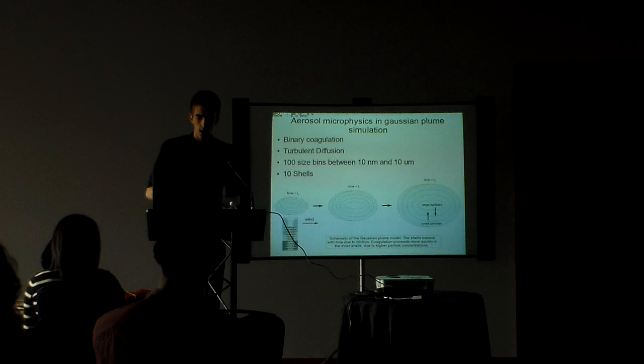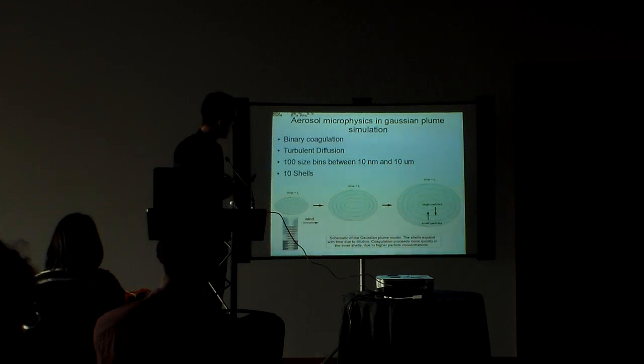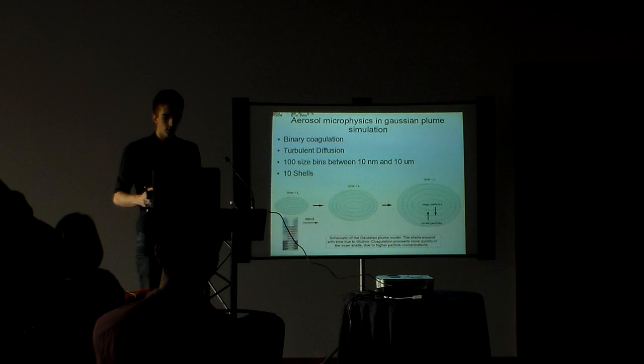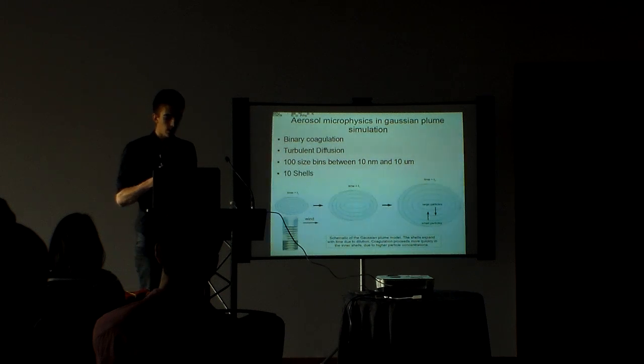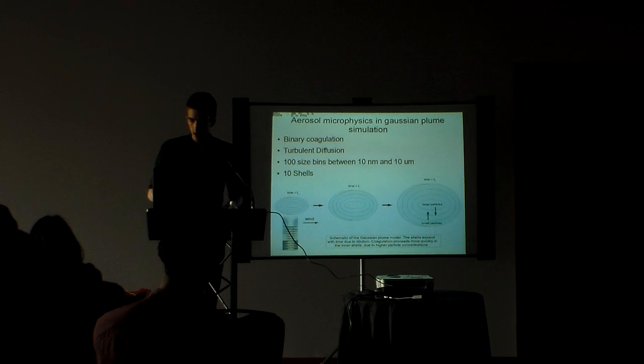So I built a model, the multi-shell plume model. So we emit particles from the ships into this multi-shell model. Right now I'm using 10 shells. We track the particles through 100 size bins between 10 nanometers and 10 micrometers. We calculate binary coagulation. We have turbulent diffusion between shells.